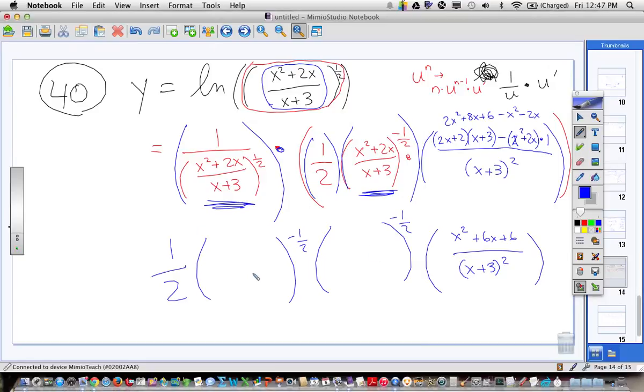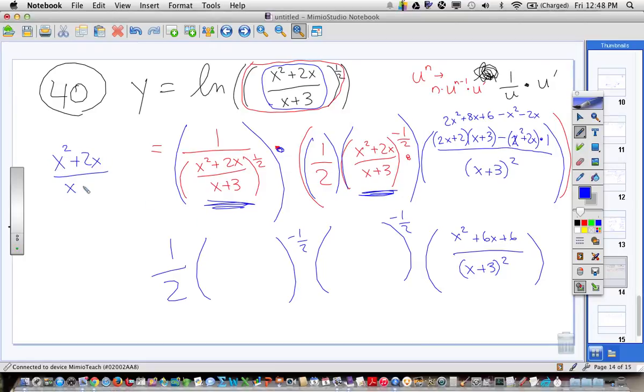Well, not cancel, but add the powers, right? I got something like x squared times x squared. It's x to the 4th. You add the powers. So I got this and this, both to the negative 1/2. Add the powers, and that'd be negative 1. Okay? Oh, and that's going to be good too. This is getting better all the time.